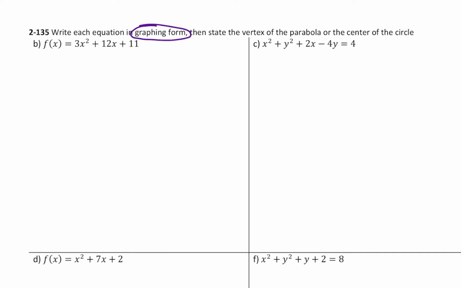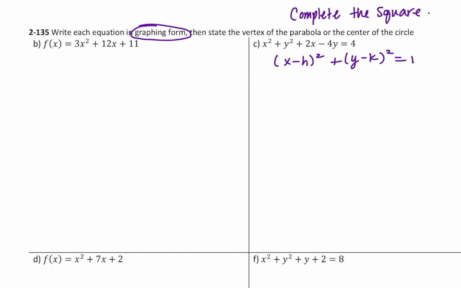Whenever we write an equation in graphing form, we always complete the square. We use the method of completing the square. So let's look at part C. We have x² + y² + 2x − 4y = 4. The form that we want is (x − h)² + (y − k)² = r², to be able to identify the center of the circle and the radius easily. So what we want to do is complete the square for both x and y, because there are two variables.